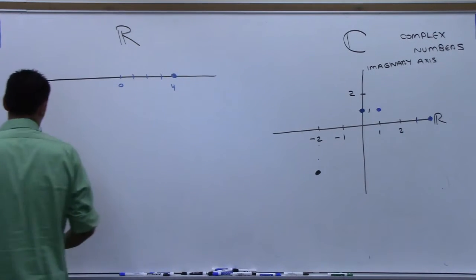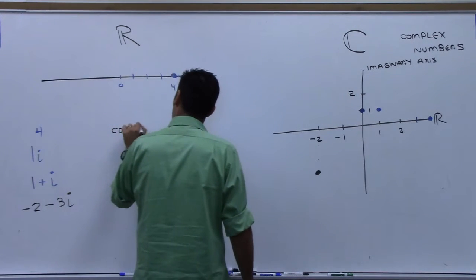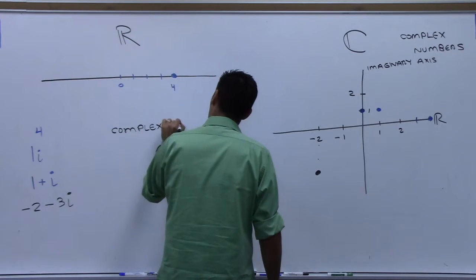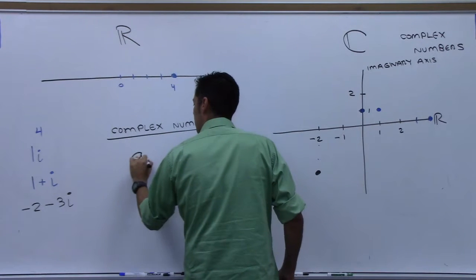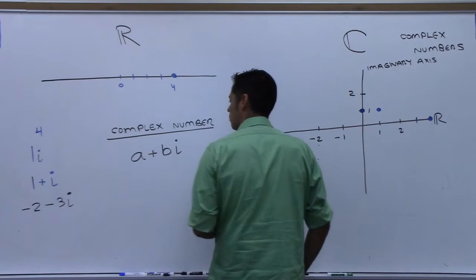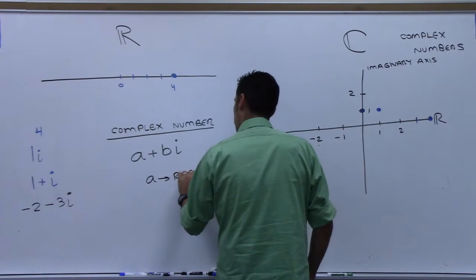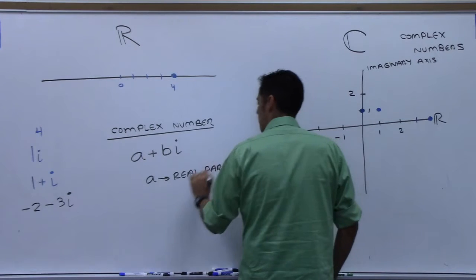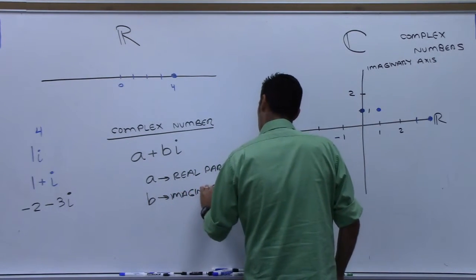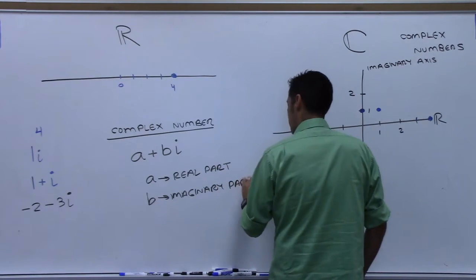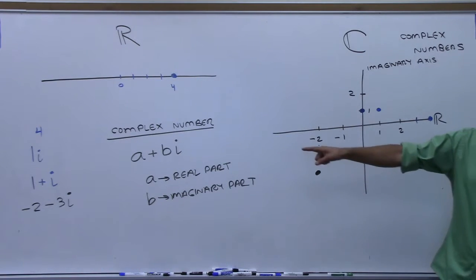Okay? So in general, a complex number must look like this: a plus bi, where a is what we call the real part, and b is what we call the imaginary part. Okay? So let's go back and look at this number 4.